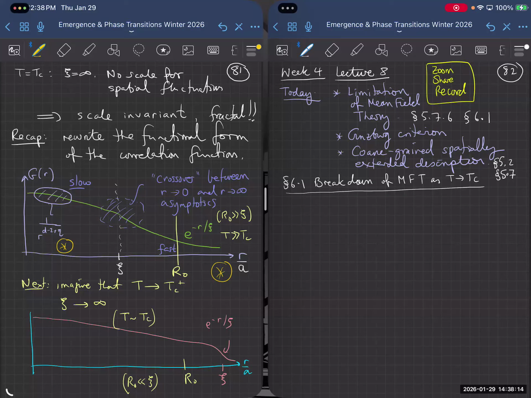So what we're going to do today is we're going to follow section 5.7.6 and 6.1 from my book. We're going to derive a criterion which tells us about the breakdown of mean field theory as T tends to Tc. So what we're going to see is the inevitable breakdown of mean field theory as you get closer and closer to the critical temperature from above and below. And why is it inevitable? We're going to show that mean field theory itself predicts the seeds of its own destruction.